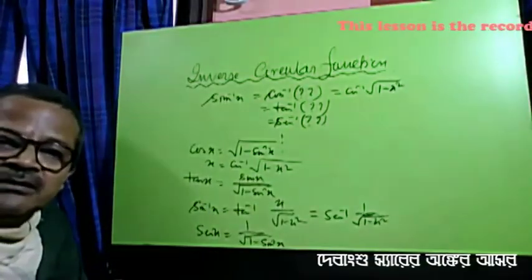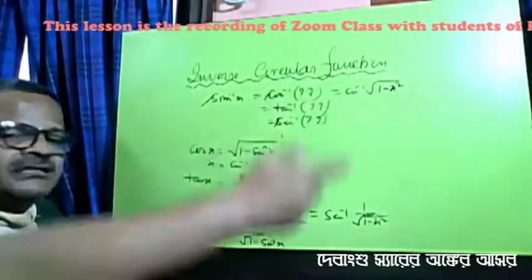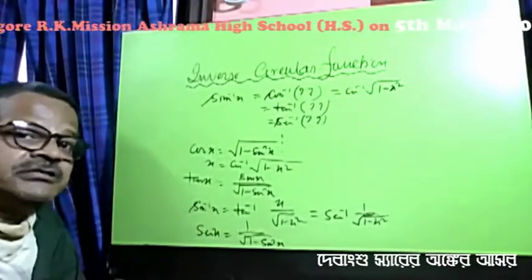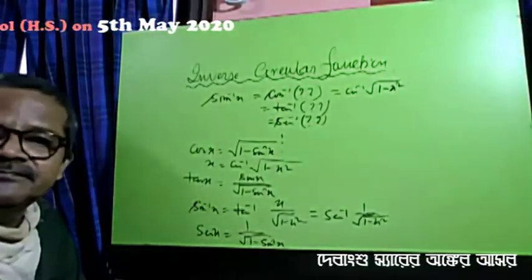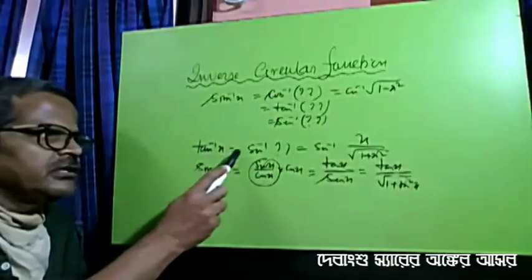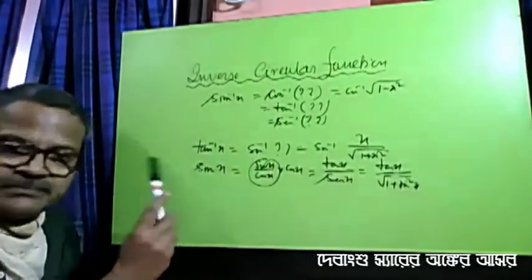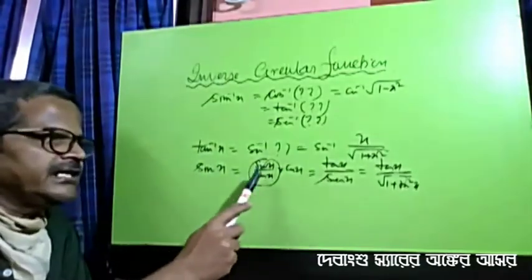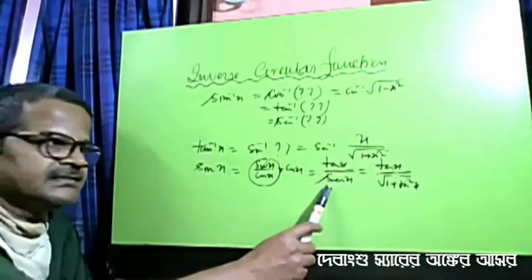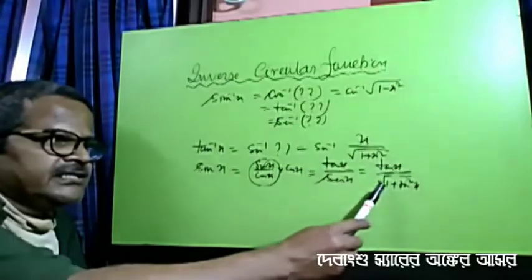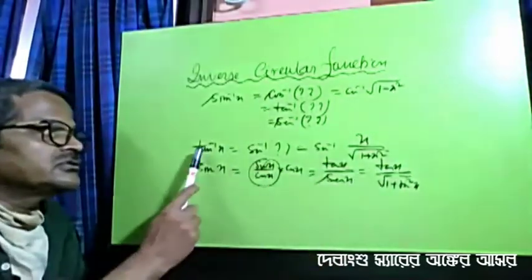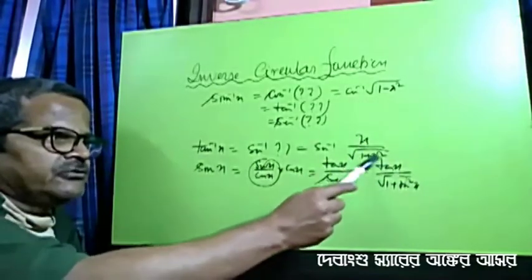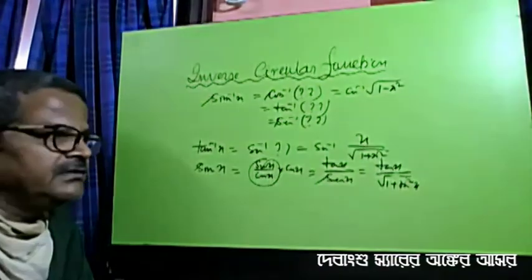So this way we can convert an inverse function to another inverse function: sin inverse to cos inverse, sin inverse to tan inverse, sin inverse to cosec inverse, and like this. For example, tan inverse x is equal to sin inverse of what? First, we have to express sin x in terms of tan x. Sin x is sin x by cos x into cos x, so tan x by sec x, because cos x is 1 by sec x, and sec x is root over 1 plus tan square x. So tan inverse x will be sin inverse, where we replace tan x by x, so x by root over 1 plus x square. That's very simple.